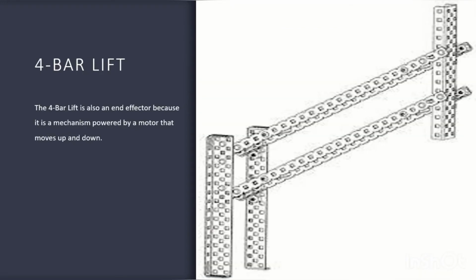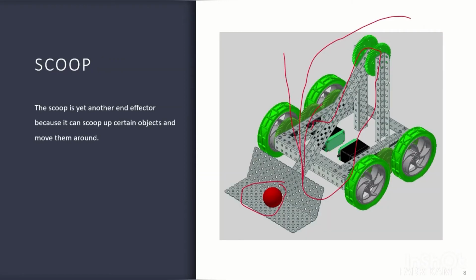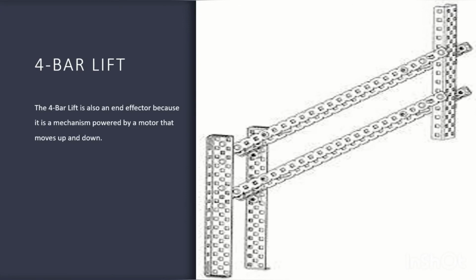4-bar lift. The 4-bar lift is also an end effector because it is a mechanism powered by a motor that moves up and down. So it is a little different from this 2-bar lift, kind of a 2-bar lift. This is a 4-bar lift. It is more linear, I would say, not as linear as the different ones. You also have a 6-bar lift, which has another 2 bars coming out here, and then another 2 bars sticking out. So kind of like, this is basically the 4-bar lift. I would say it's the main one.